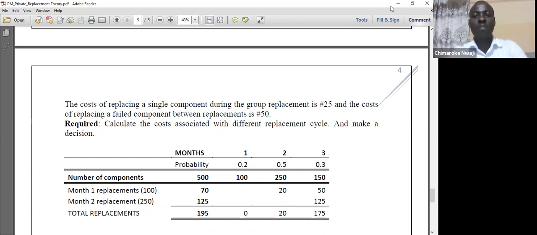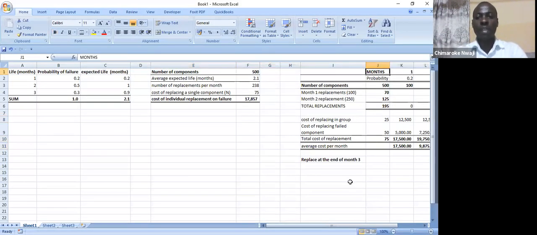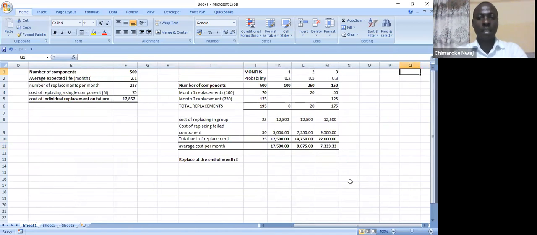Now, I'll take you back to the Excel. Let's use the Excel to give you the answer. If you look at this Excel sheet here, we have the probabilities, month 1, month 2, month 3. Look at their probabilities, 0.2, 0.5, 0.3. That's fine. Now look at the original component. We have 500.